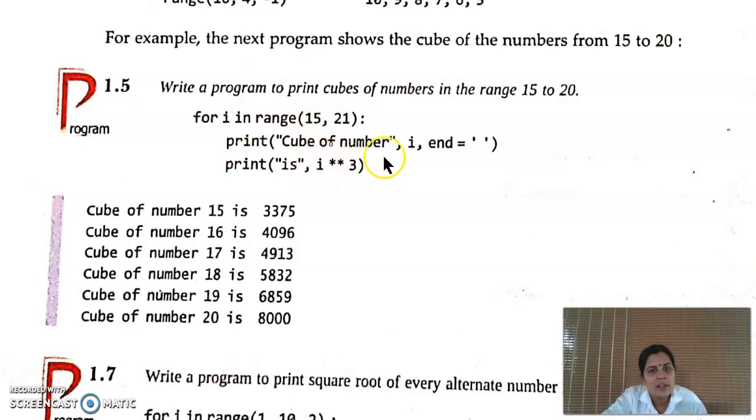First the value of i will become 15. Then cube equal to i ** 3. i ** 3 means i raised to 3, then 15 raised to 3, so 3375 will be the answer. Again it goes to the loop and the value of i becomes 16. Then 16 cubed, again it goes to the loop and the value of i becomes 17 and so on up to 20.